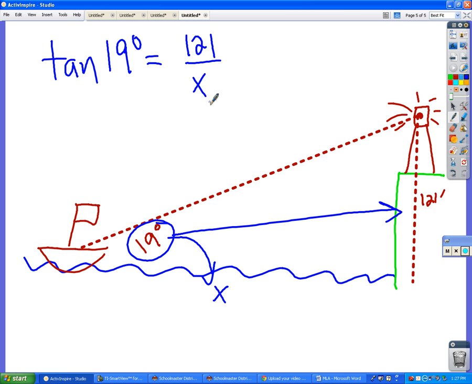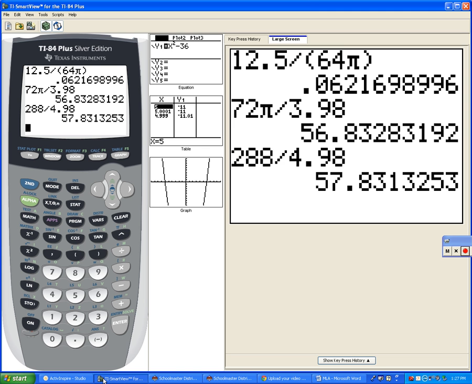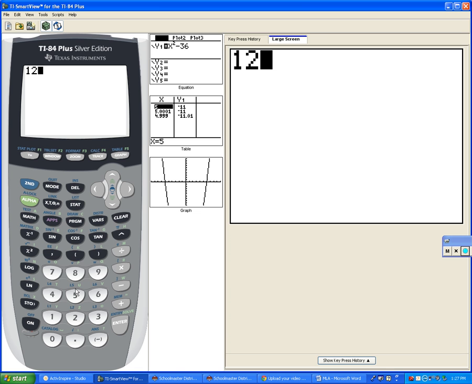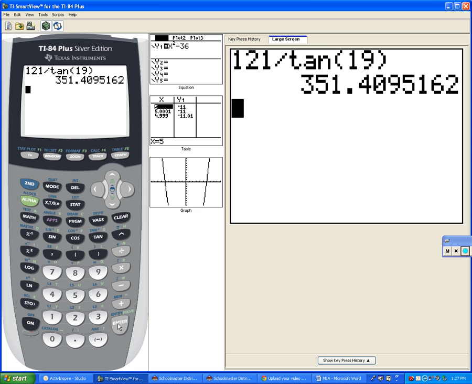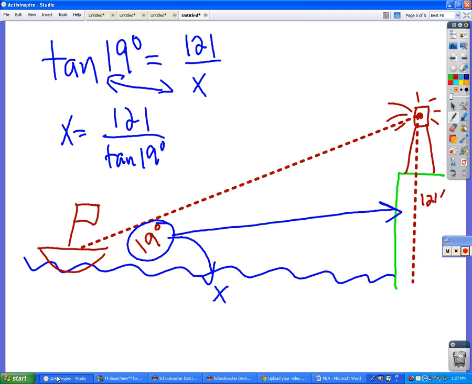Since the number that you're looking for is on the bottom of the fraction, what are you going to do with these two numbers? You're going to divide them. You're going to do the old switcheroo here. You're going to trade these two things places and rewrite this as x equals 121 divided by the tangent of 19. And it's a good thing you always go sailing with your calculator. And you find out that you are approximately 351 feet from the rocks, okay? And so you are a good safe distance in your sailboat away from the shore.